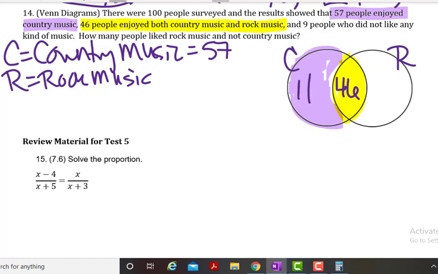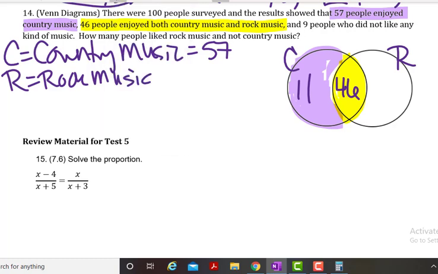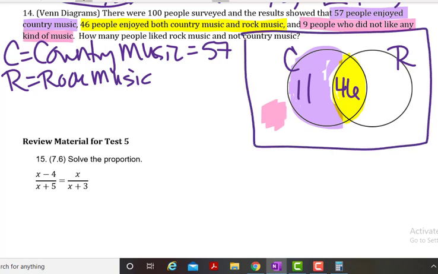Another bit of information that we are given is that 9 people don't like any kind of music. It's noise to them. So out here, outside of the circles, the number of people would end up being a total of 9.